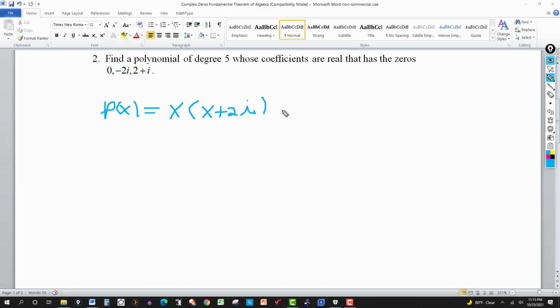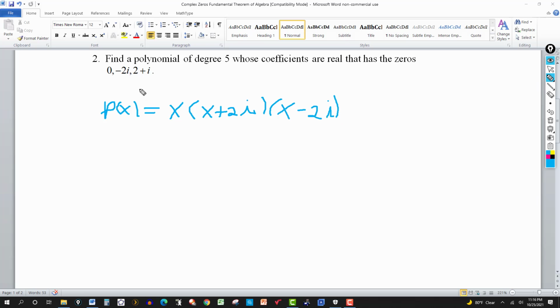But from the conjugate pairs theorem, because negative 2i is a 0, then I know the conjugate of that is a 0. So that would be 2i. So I know that 2i, not only negative 2i is a 0, but 2i is a 0. So the next factor would be x minus 2i. So I got this part.